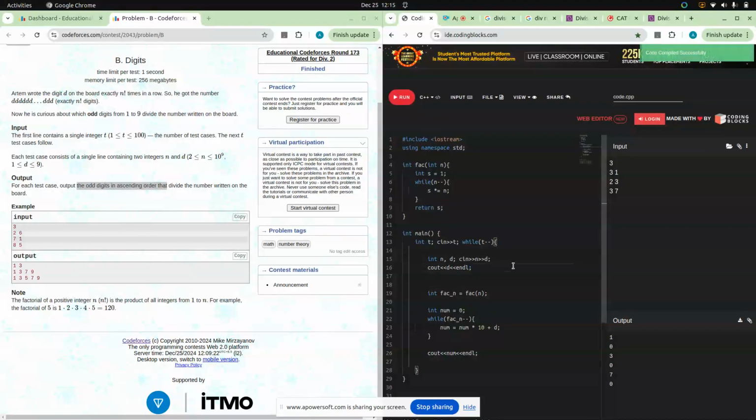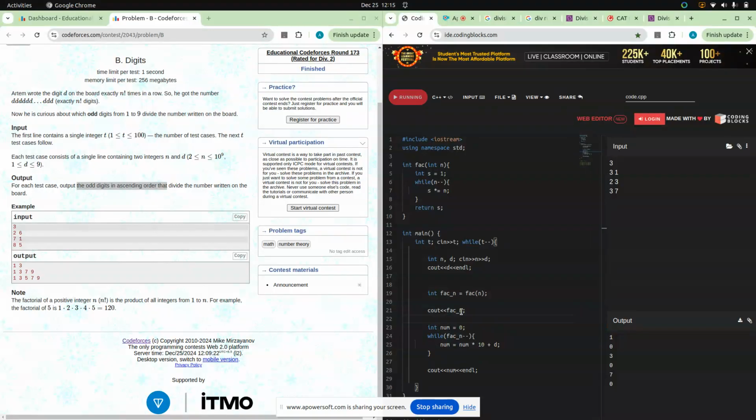I just want to validate my inputs. Okay, so one is fine. What is 3 factorial? What am I doing wrong? Am I calculating the factorial wrongly? That could be one of the things. Yeah, that is the thing, I think.